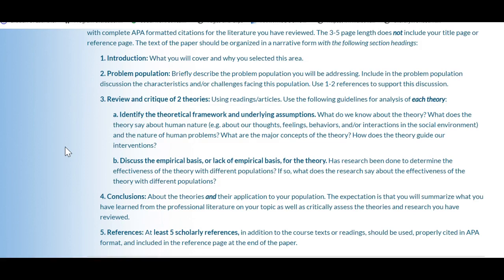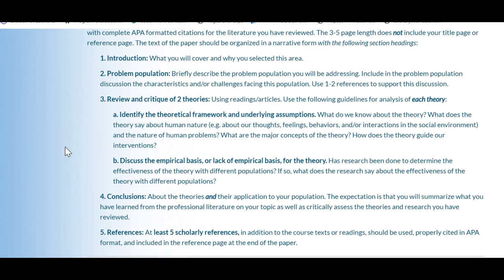In part 3, you'll provide a review and a critique of the 2 theories using the following guidelines. So you're going to identify the theoretical framework and underlying assumptions. And when we say assumptions, we're not talking about your everyday kind of assumptions that you make about people.